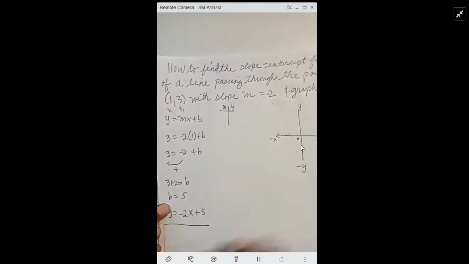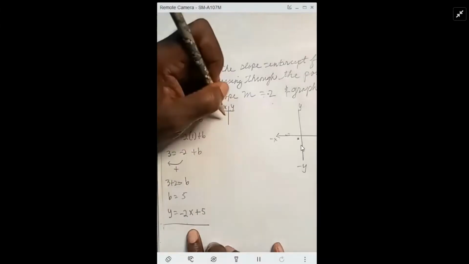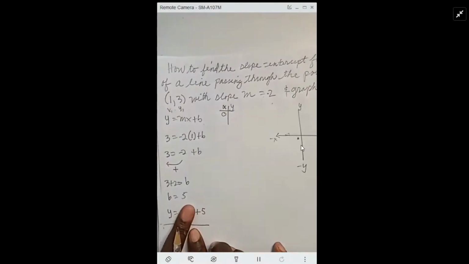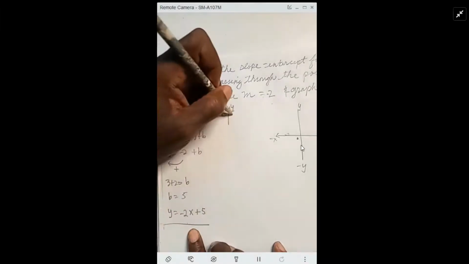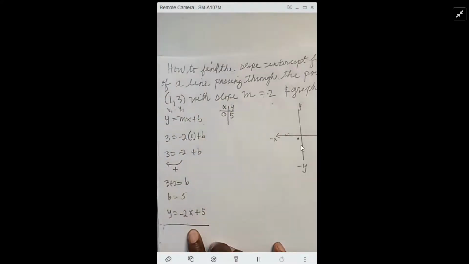Now, I want to pick the easiest points possible. So I want to pick something that cancels out this value. If I pick x equals 0, the x goes away. This guy goes away. I'm left with +5. In this case, I'm going to pick x equals 1, because I know that's going to give me a low number. If I can draw a line through any 2 points, I can make the full line.